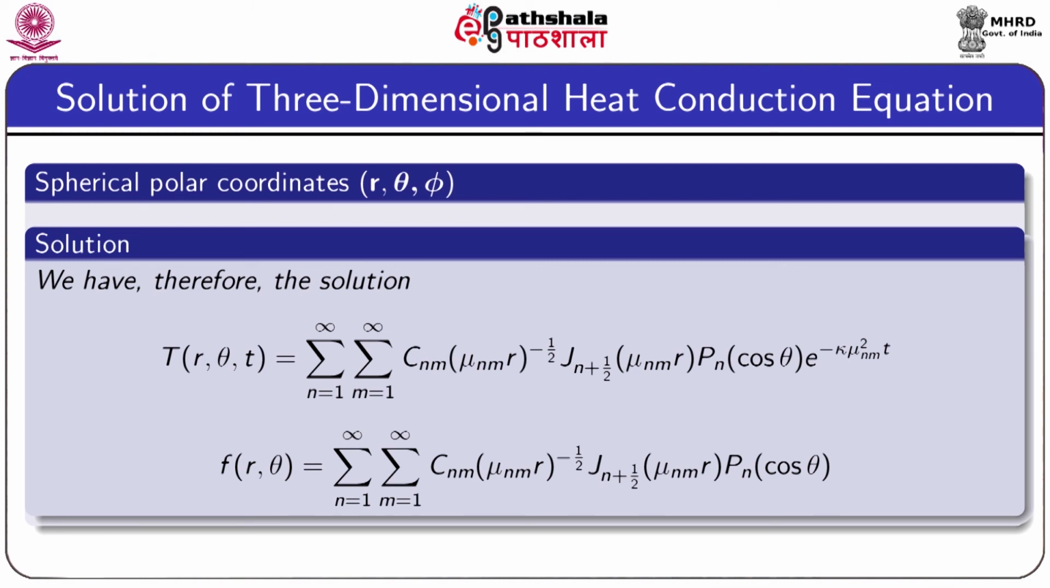For this problem, it is given that initially the temperature distribution is given by the function f(r, theta). So, f(r, theta) equals this. This is obtained by putting t equal to 0 in the previous expression. Now, this relation will give the value of C_nm. You can see that this is a mixed Bessel-Legendre series. Using the orthogonality property of Bessel's function and Legendre function, we can obtain the value of C_nm.